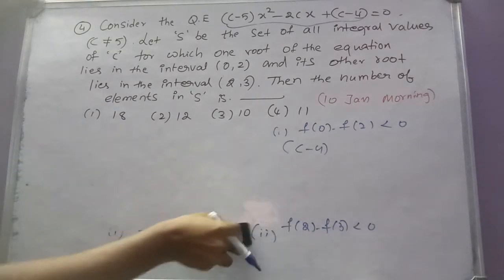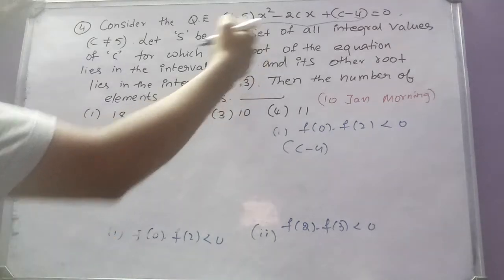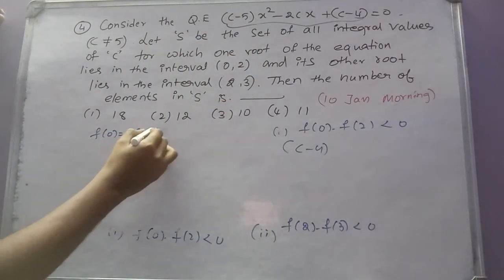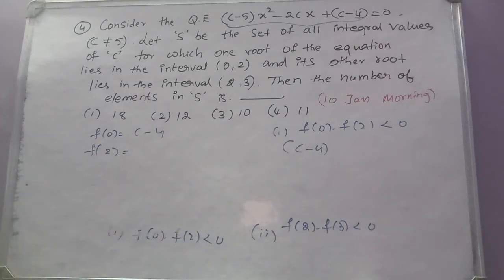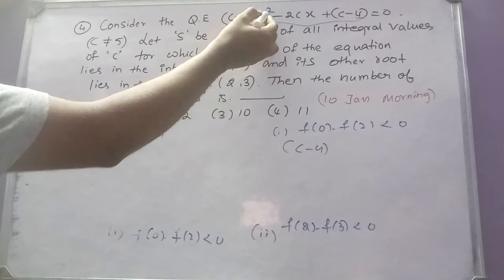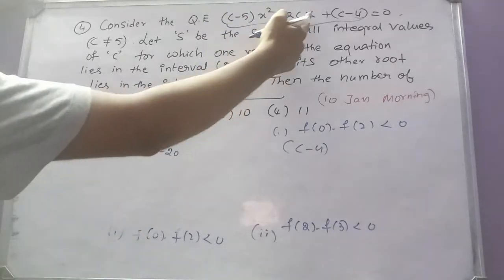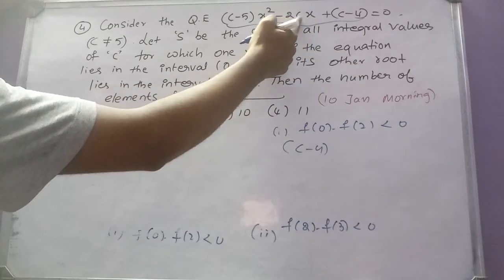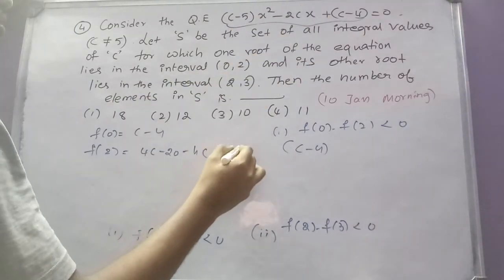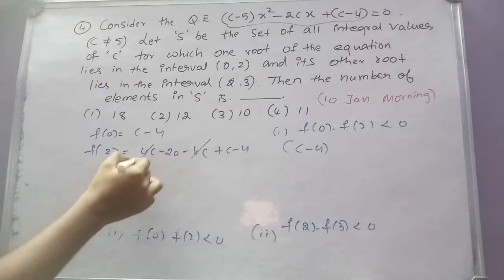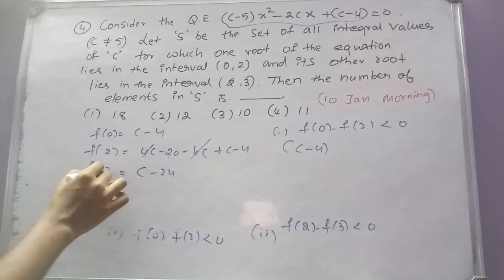Let us find out what f of 0 is. If I substitute x as 0, f of 0 is equal to c minus 4. Next, let us find f of 2. 2 square is 4, so 4 into c minus 5 is 4c minus 20. Next, x is 2, so 2 into 2c, 4c with minus, and plus c minus 4. So what do you get here? 4c gets cancelled. You will get c minus 24. So f of 2 is c minus 24.